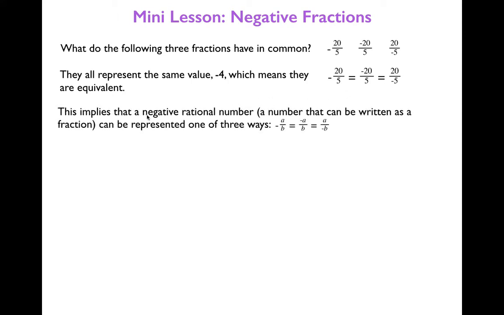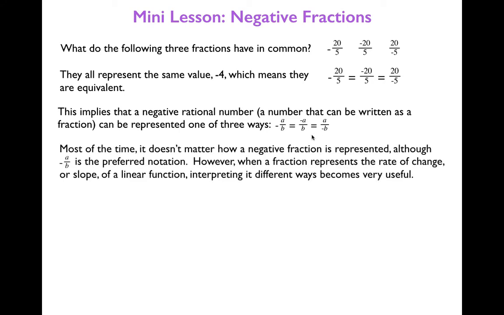So this implies that a negative rational number, which is just any number that can be written as a fraction, can be represented one of three different ways: as negative a over b, as negative a over positive b, or a over negative b. Now, most of the time, it doesn't matter how a negative fraction is represented, although negative a over b is the preferred notation. So you should never really write negative a over positive b or a over negative b, but just the fraction a over b, and you put the negative sign in front of it.